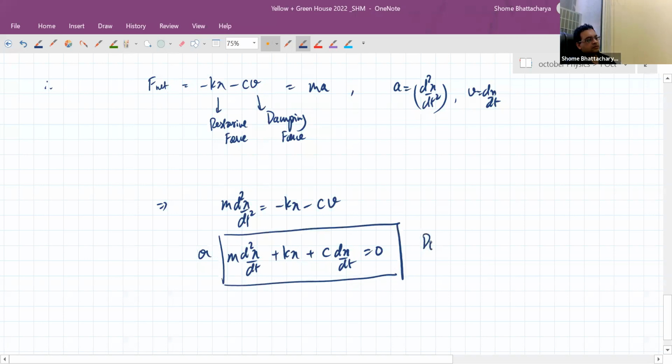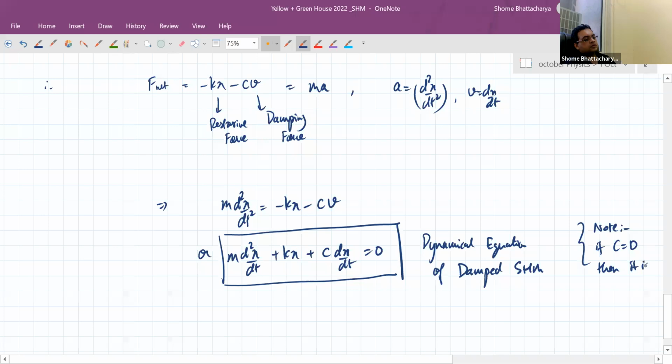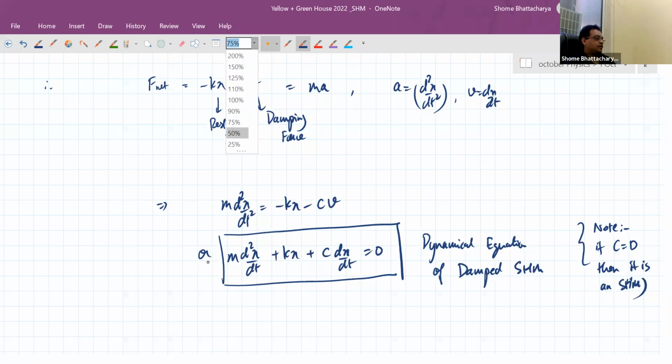So this is the dynamical equation of a damped harmonic motion. Okay. So note in this, if you make c equal to 0, if the damping force becomes 0, then it is a regular SHM. There's no damping in that case. Okay. So now we define two technical terms for this.